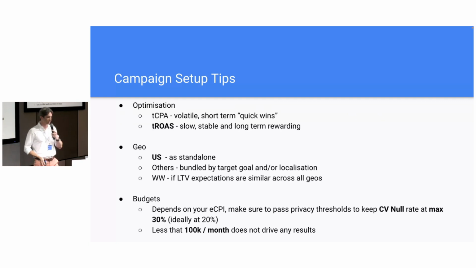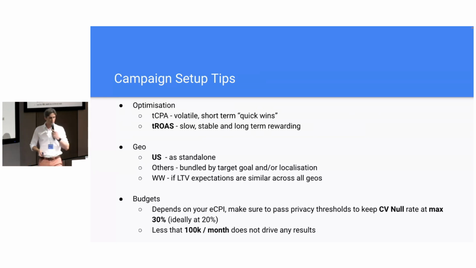When it comes to budgets, I find it very hard to predict what the exact testing budget should be, but it will depend on your actual CPIs and the privacy thresholds you need to surpass. So looking back, I'd say that investing less than 100K in, let's say, 30 days is just not going to be enough for any decent conclusions. But of course, that sum is going to vary based on the nature of your project and the market as well. These numbers are relevant for US.